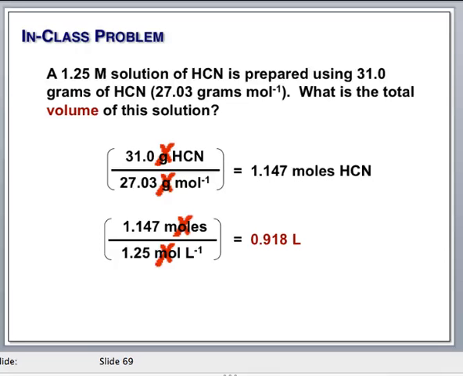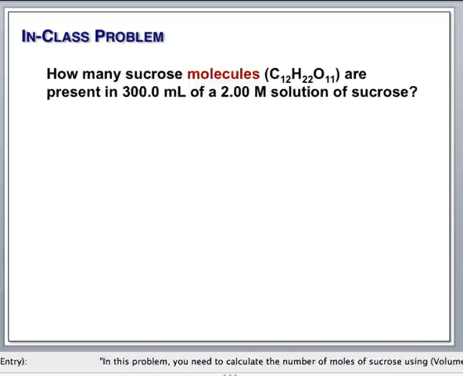Let's do one more quick review problem here. Going to expand our concept just a little bit to ions in solution. And then we're basically done with the first half of this chapter. How many sucrose molecules are present if we have 300 mils of a 2-molar solution of sucrose? Now when you see this, that's only Avogadro's number, isn't it? So we need to figure out how many moles of sucrose we have, and then multiply it by 6.02 times 10 to the 23rd. Trivial.